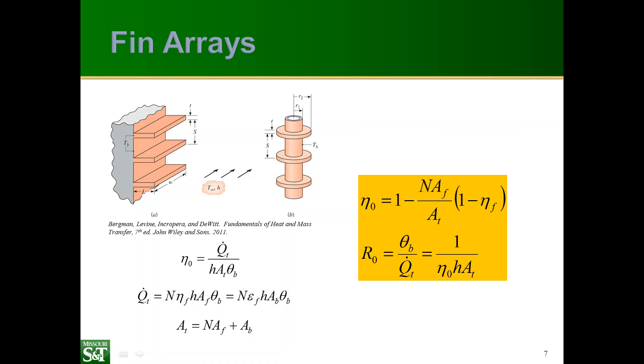the heat transfer rate. So step 1 is to find the fin efficiency from a table or a graph or a chart. And step 2 is to find the fin area and the total area. Step 3 is to use those three values to calculate surface efficiency. And then step 4 is to use the surface efficiency to calculate the total heat transfer rate.